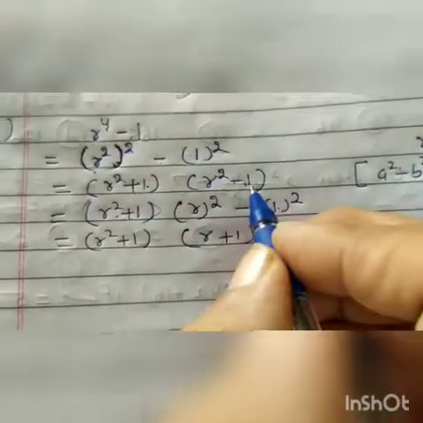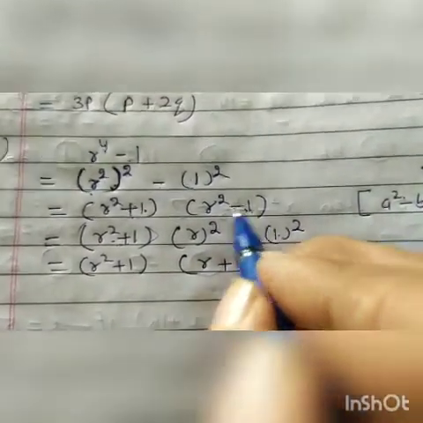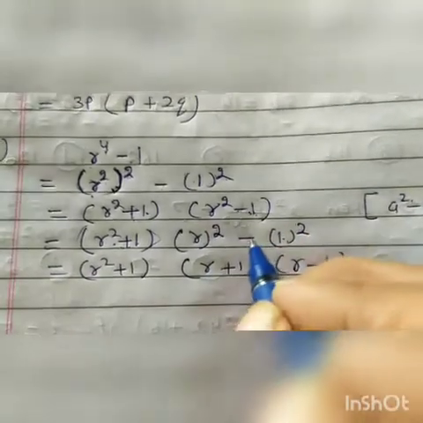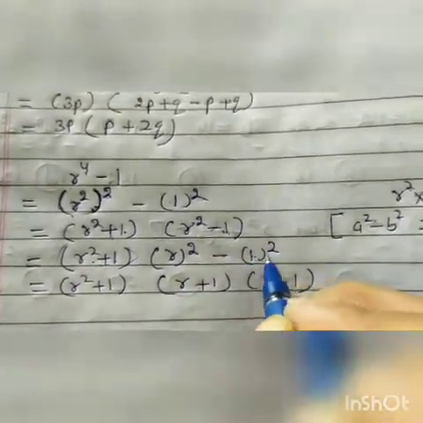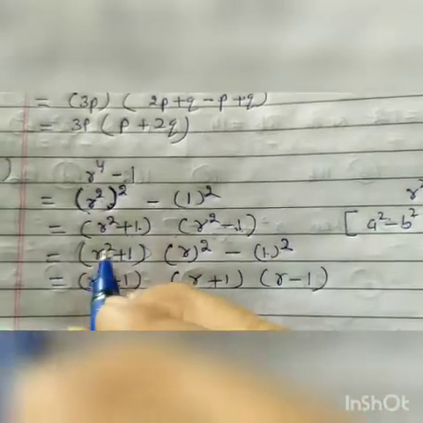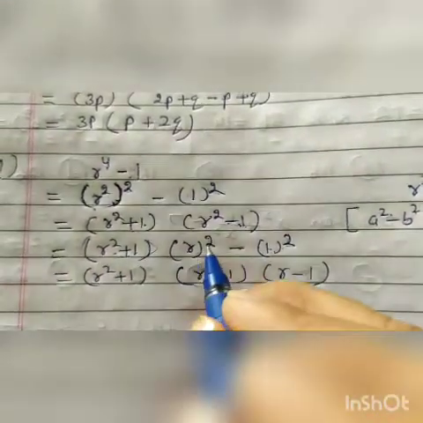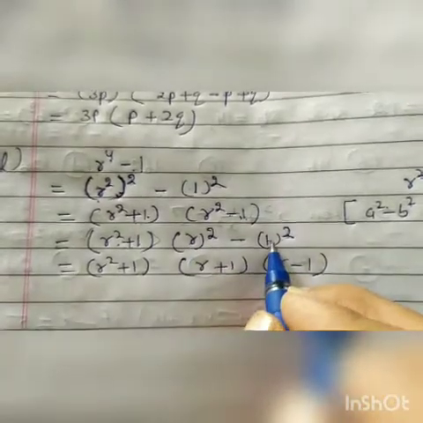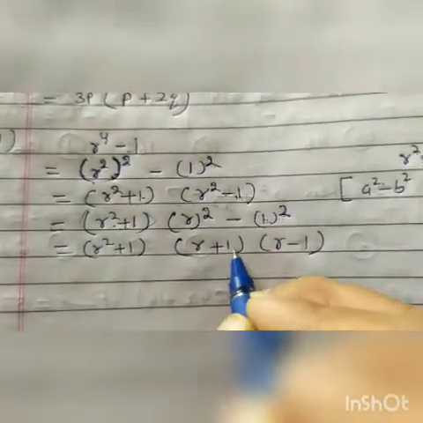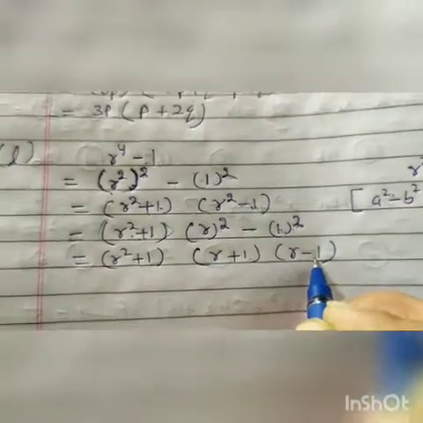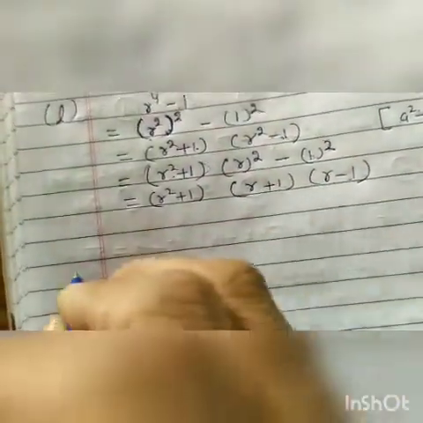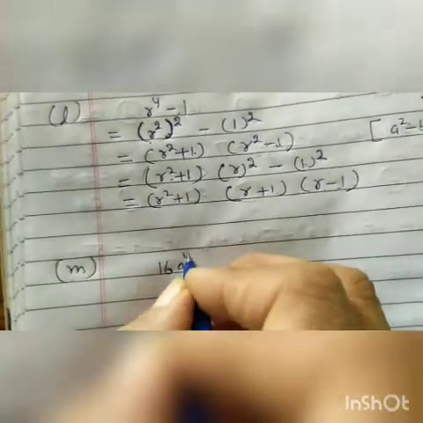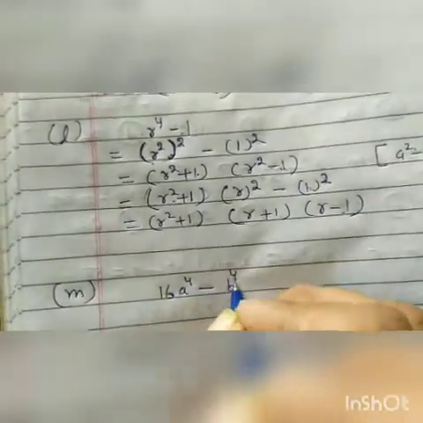Now we can use the same identity here again. R square can be written as r whole square, and minus 1 can be written as 1 whole square. Now r square plus 1, and r square minus 1 whole square is a plus b, a minus b. So it is r plus 1, r minus 1. Clear? M. M part is 16a power 4 minus b power 4.